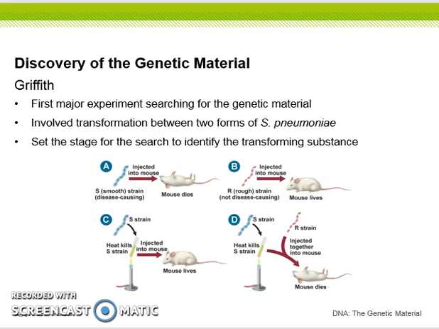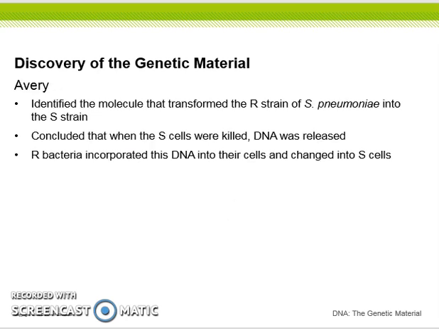And so this guy named Griffith comes along and does this experiment where he was searching for genetic material. It involved transformation between 2 forms of S. pneumoniae. It set the stage for the search to identify the transforming substance. Now you have a picture of this in your book. I highly suggest you go take a look at it because this is on your test.